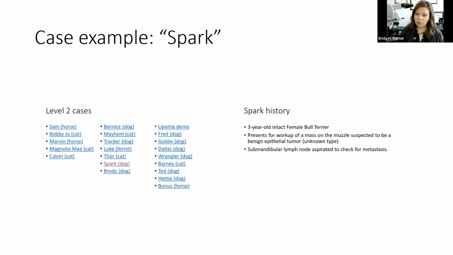In the second week of the rotation, we then move into the slightly more complex cases, or the level 2 cases. Spark is an example of a level 2 case, and Spark is a dog who presents for a mass on the face. The information given is we know a little bit about it. However, the concept being discussed here is what's going on in the submandibular lymph node, a lymph node up under the jaw.